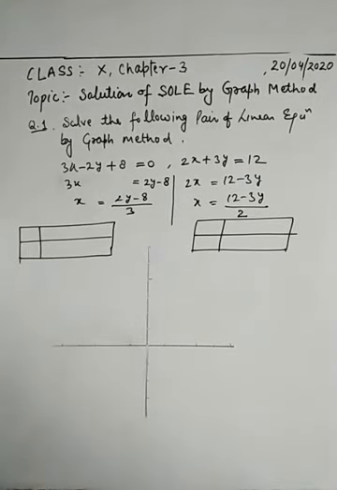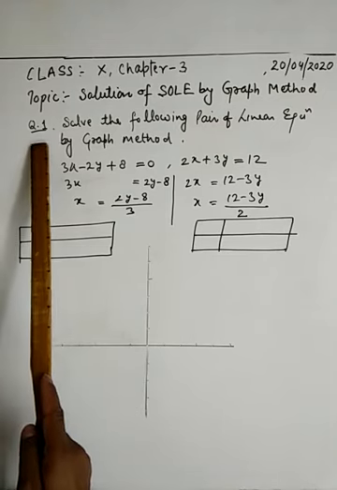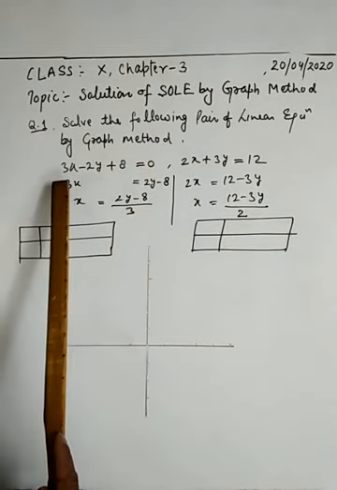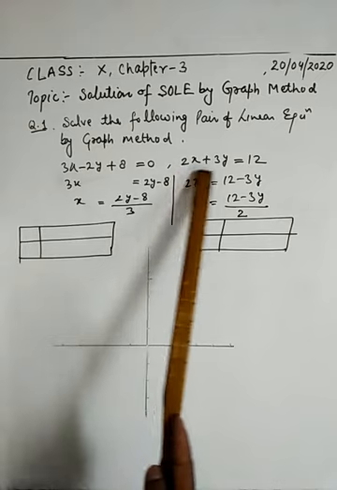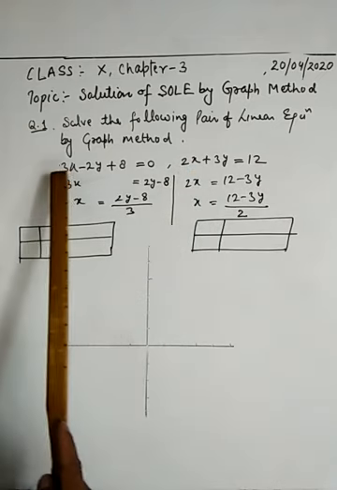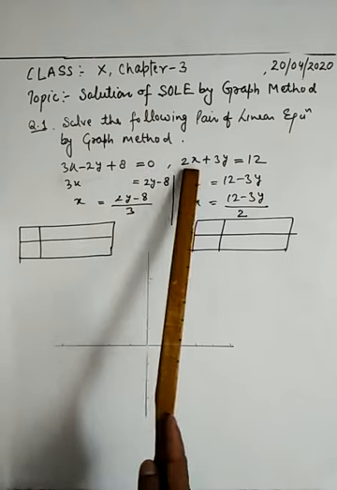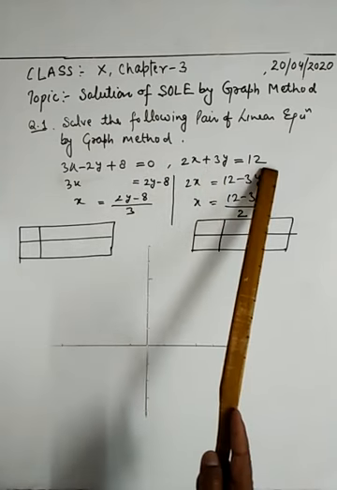Good morning, class. Today in chapter 3, we will learn how to solve linear equations in two variables by the graph method. So, we are taking the first example. Solve the following pair of linear equations by graph method. We are taking two linear equations in two variables: 3x minus 2y plus 8 equal to 0. The second one is 2x plus 3y equal to 12.